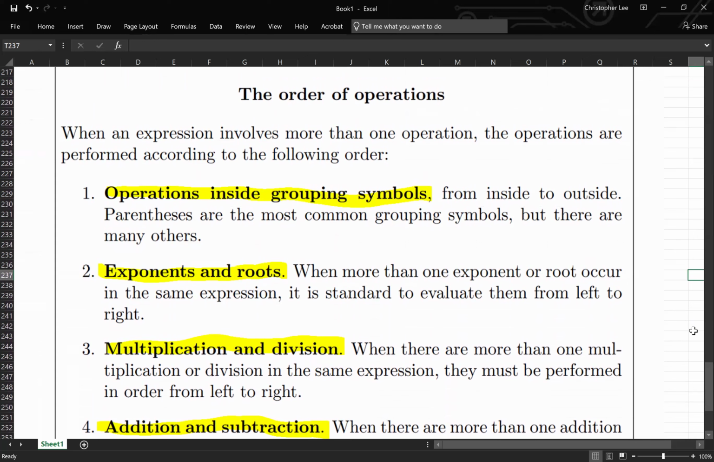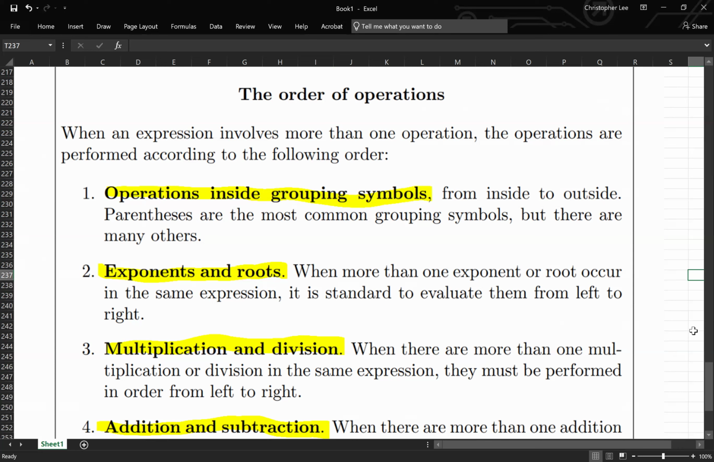Operations inside grouping symbols. This is parentheses, this is brackets, even when you see a fraction with that bar. That's a grouping symbol. You do the numerator by itself, you do the denominator by itself. So operations inside grouping symbols, from inside to outside. Parentheses are the most common grouping symbols, but there are many others.